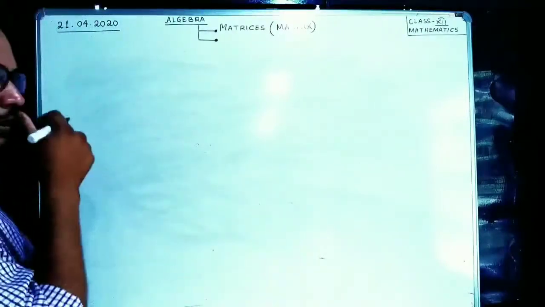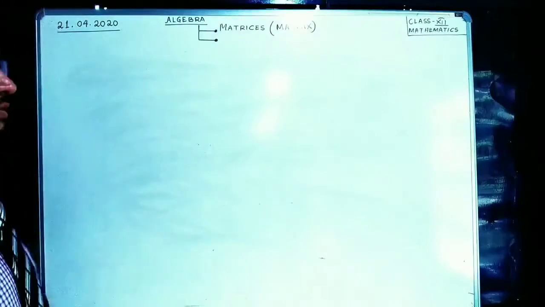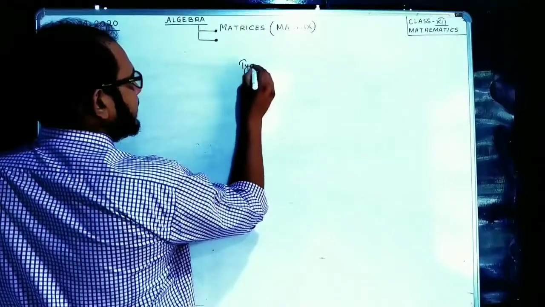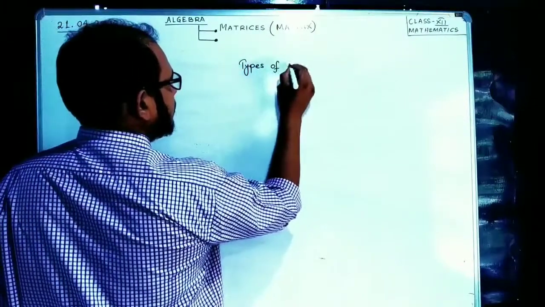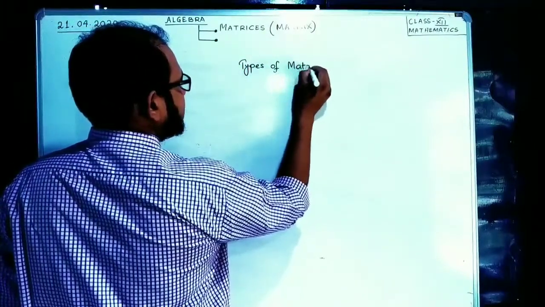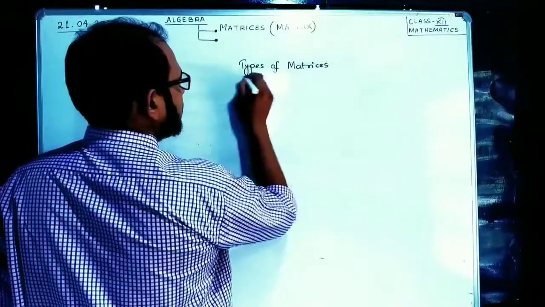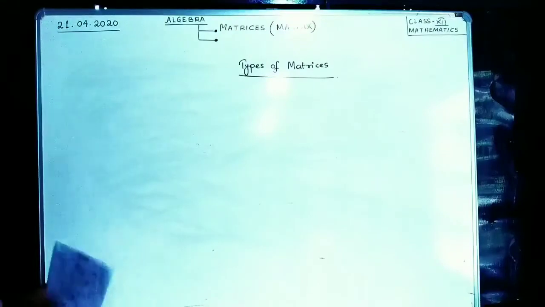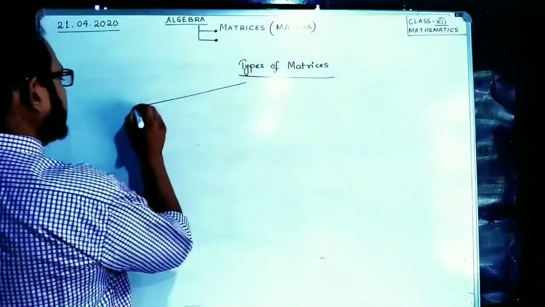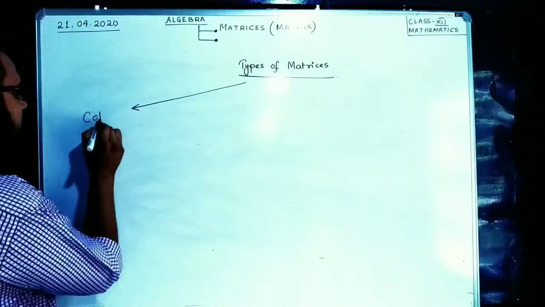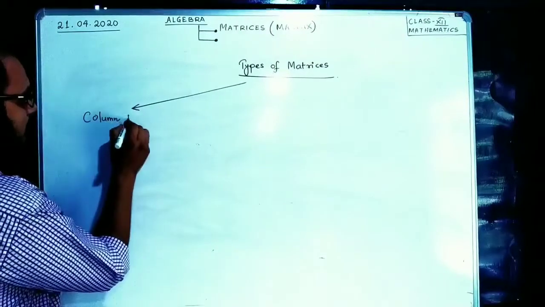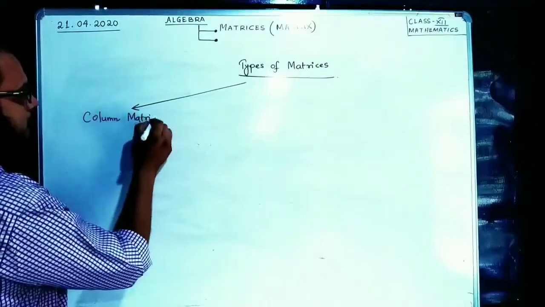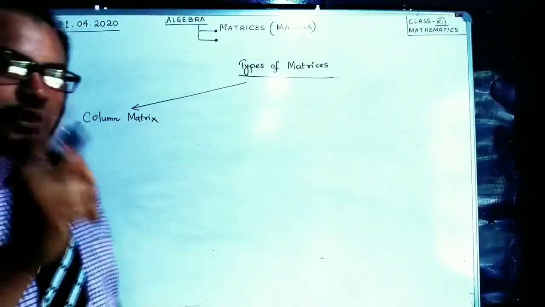Now let's discuss the various types of matrix that can exist. So the main heading is types of matrices. There are some special types of matrices. The first type is the column matrix. We call it a column matrix. Why do we call it a column matrix? Because it consists of only 1 column.